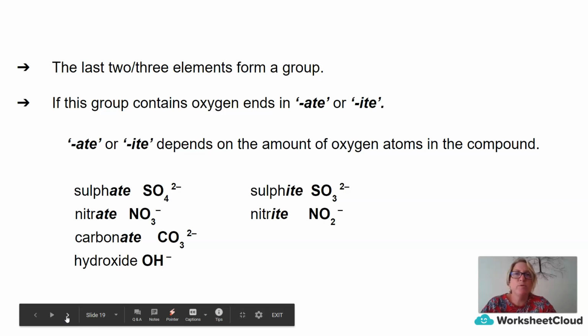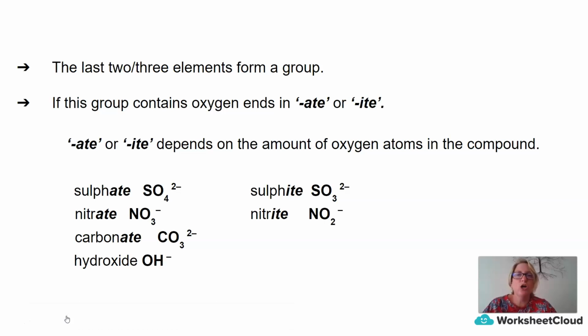And then sometimes we do find that in a compound, the last two or three elements may be grouped together. So the common ones you'll come across in grade 9 are sulfate, sulfite, nitrate, nitrite, carbonate, and hydroxide. Just double check with your teacher if there are any other ones that they want you to learn, but these are the general ones that we'd like grade 9s to learn. And when that happens, we just add ATE or ITE at the end of the word, depending on how many oxygen atoms there are in the compound. So generally, your teachers just tell you to go and learn this.